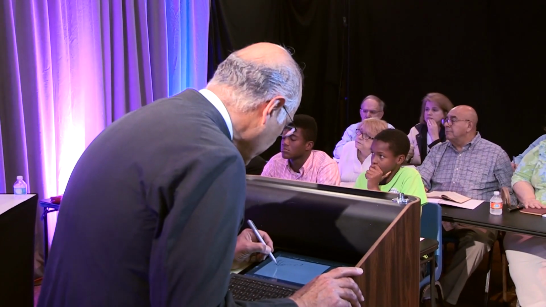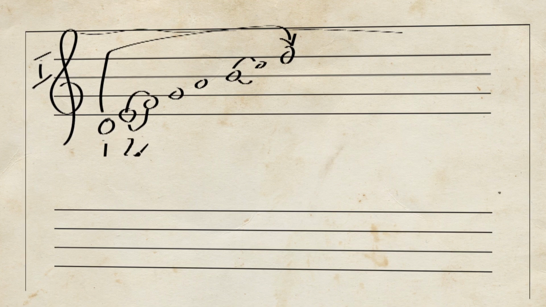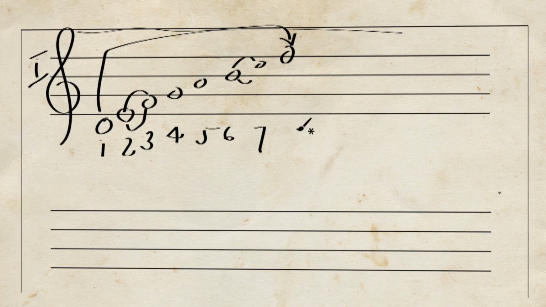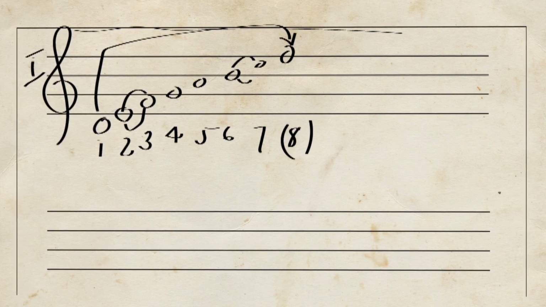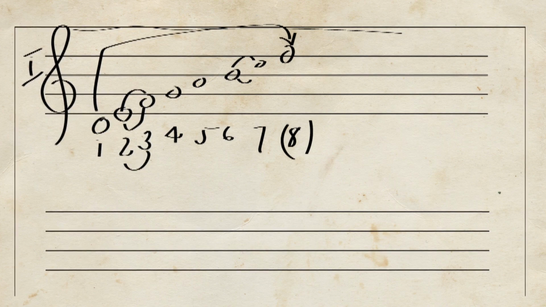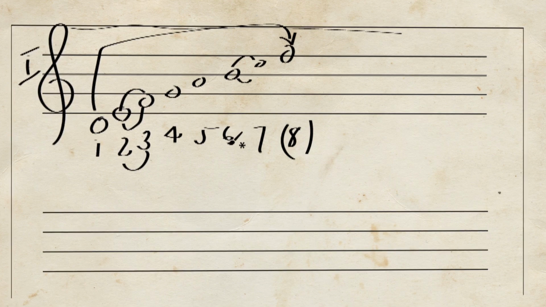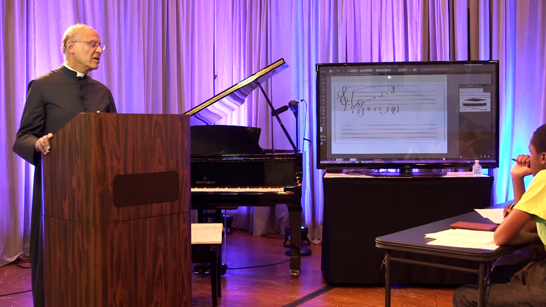So if I put the numbers here, these are numbers 1, 2, 3, 4, 5, 6, 7, 8, of course, is just the octave, which is repetition of 1. So you see that the half steps now in the Dorian are between 2 and 3 and between 6 and 7, whereas in the major scale, they are between 3 and 4 and 7 and 8.